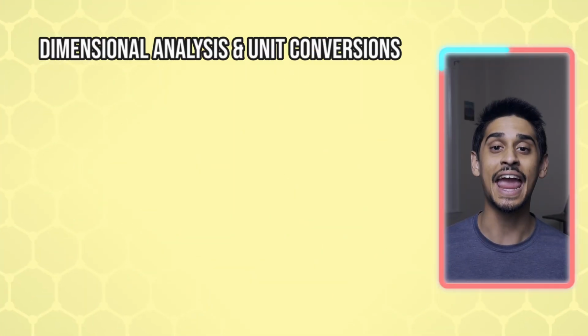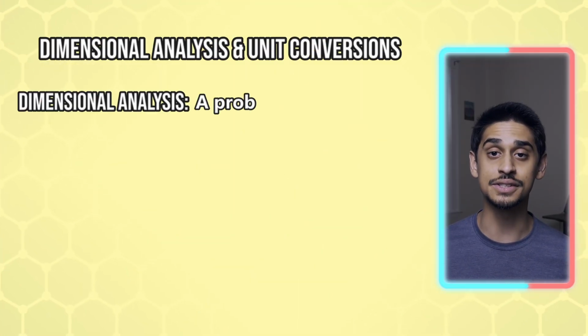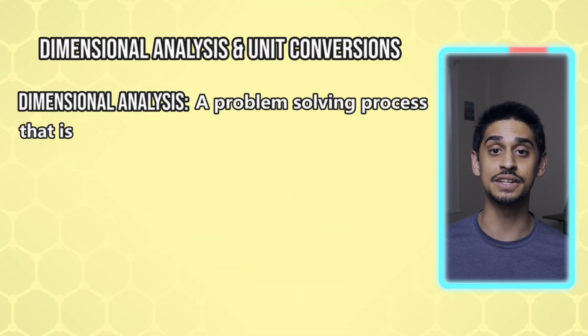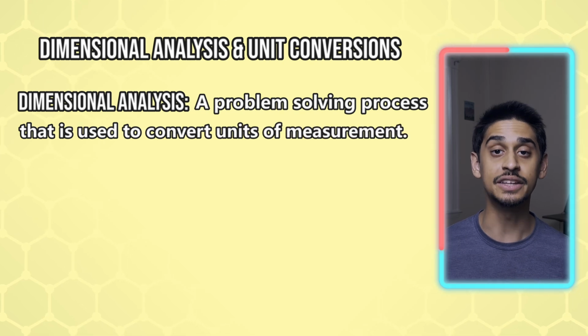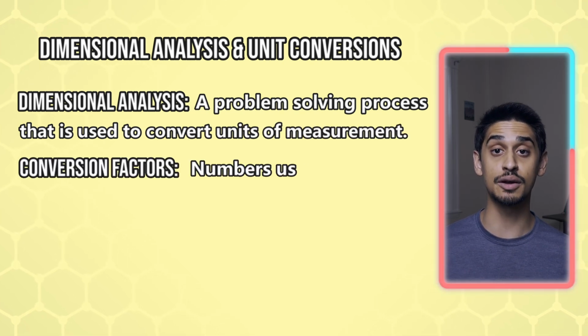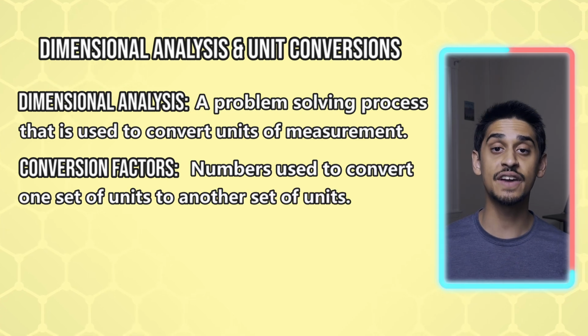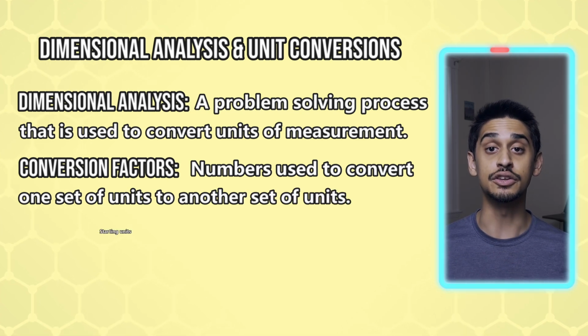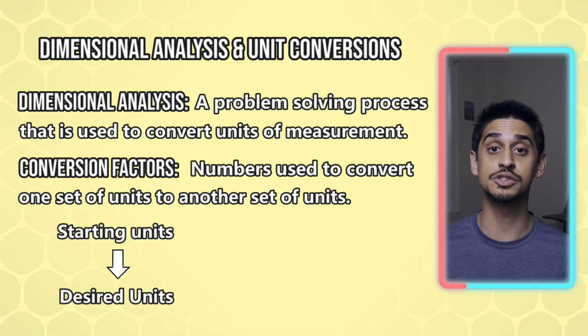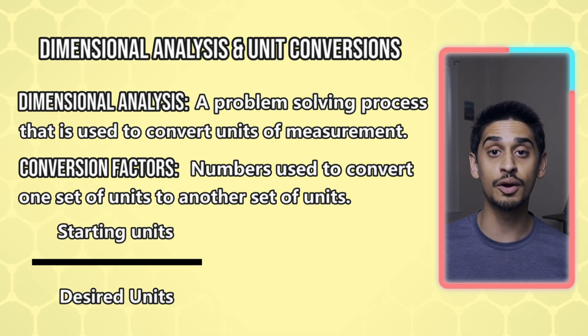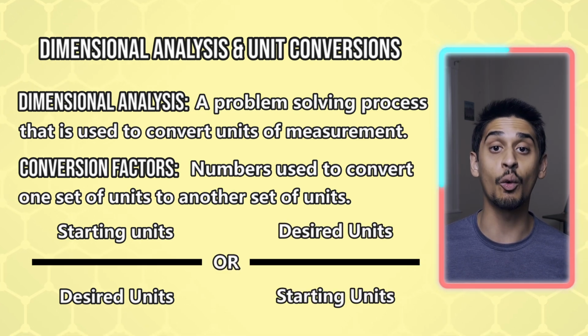Dimensional analysis and unit conversions. Dimensional analysis is a problem-solving process that is used to convert units of measurement. It utilizes conversion factors, which are numbers that are used to convert one set of units to another set. Conversion factors have two main components: the units that you start with and the units you want to convert to. One is in the numerator and the other is in the denominator, or vice versa.